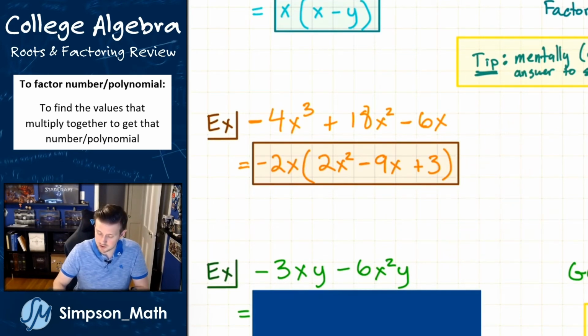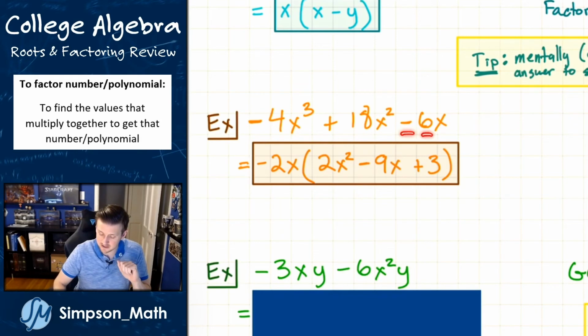All right, so I move on to the 18x squared. So what's 18 divided by negative 2? Well, first up, it's negative, so that sign's going to change. And then 18 divided by 2 is 9. And then again, just reduce the variable exponent by 1, and now we're at x.